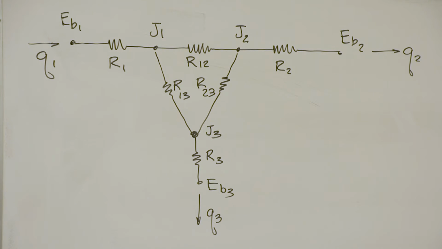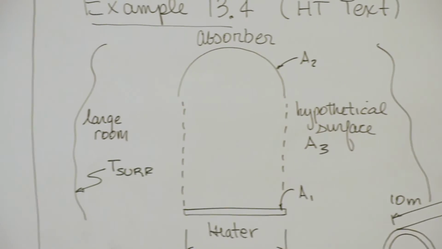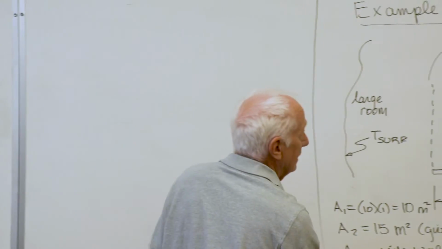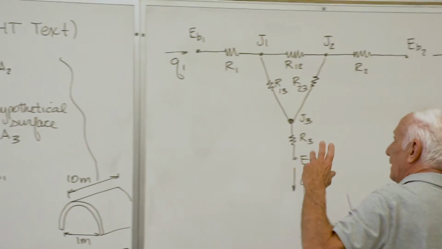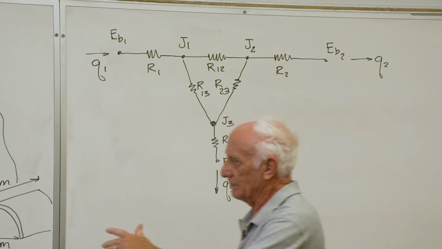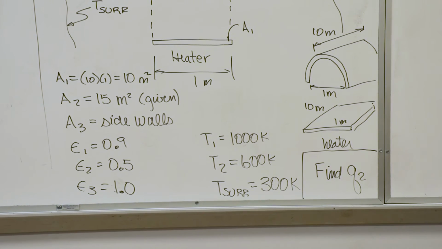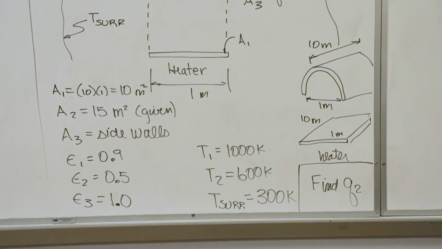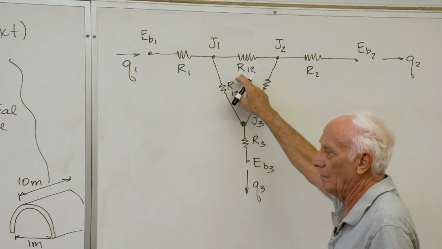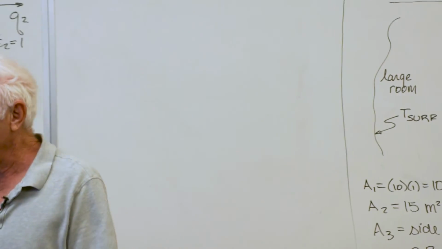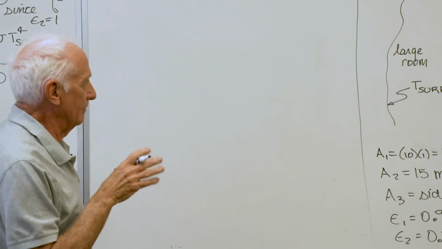Okay, so I'm going to leave that sit there, and I'm going to do something over here. Okay, what is, oh, I know what R1 is. 1 minus epsilon 1 over epsilon 1 A1. Got it. I know R2, I know R3, but this guy is 1 over A1 F12. I need to find the view factors. Okay, so here we go one more time. Step number 1, find the view factors.